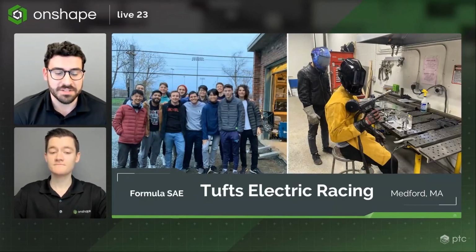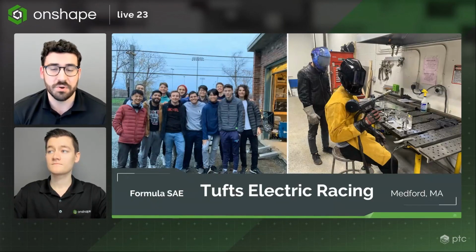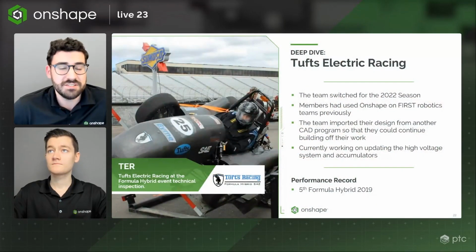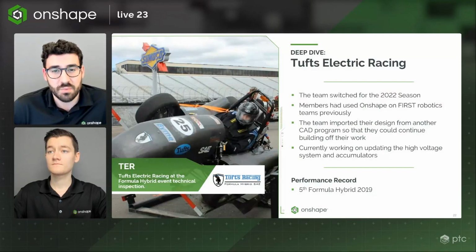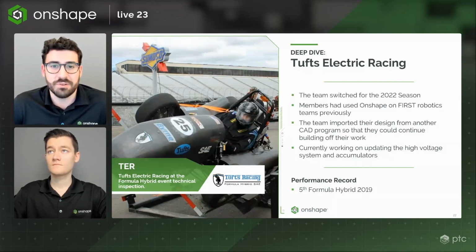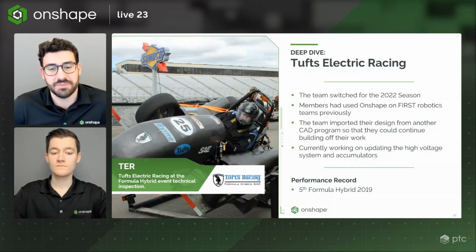So I'm going to be talking about Tufts Electric Racing. This is a team at Tufts University that I've been working closely with. They're building a fully electric car for the Formula Hybrid event, and they've been having a lot of success with Onshape. So the team recently switched to Onshape this year, and one of the main reasons is from experience with First. One of their leadership members had actually used Onshape at their First team and saw how impactful it was on their team and thought, why don't we bring this to the electric racing team?